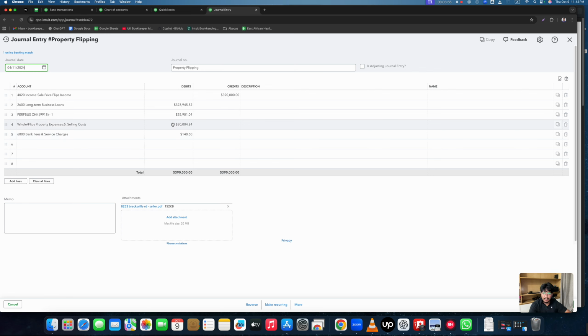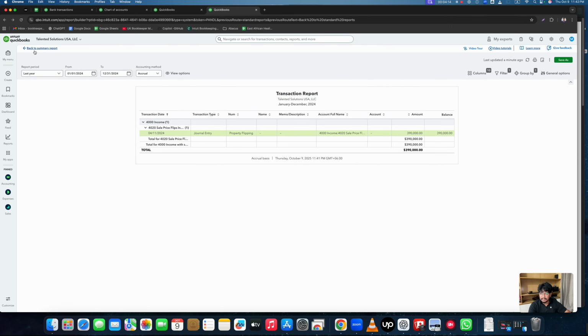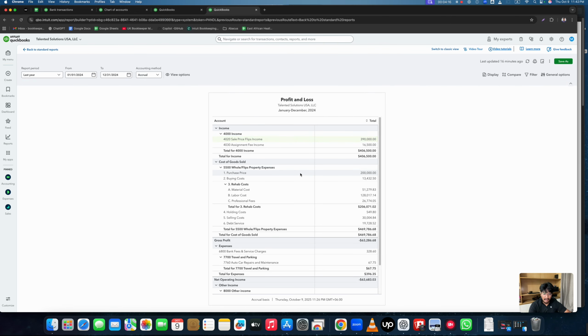And when the property was flipped to a different owner, there were some selling costs, so I recorded all those as selling cost under the cost of goods sold. So after that, everything, this financial report is coming up.